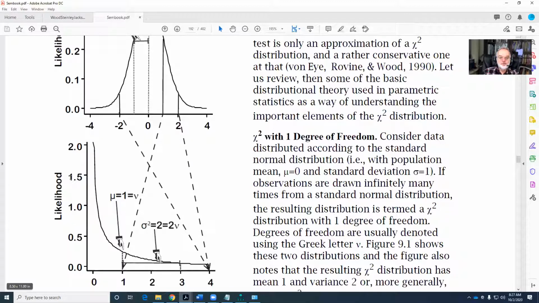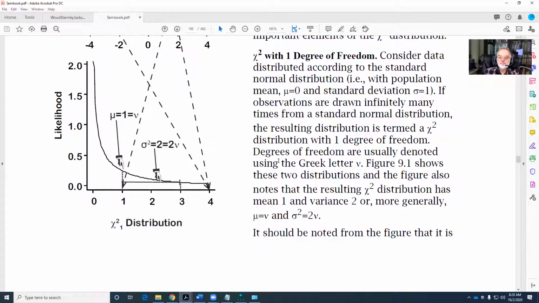But this resulting distribution, the chi-square with 1 degree of freedom, is going to have a mean of 1, which, as we're going to find out, is going to correspond to the degrees of freedom. It's a 1 degree of freedom thing. And it's going to have a variance that is equal to 2 times 1, or 2 times the degrees of freedom. Does that work?